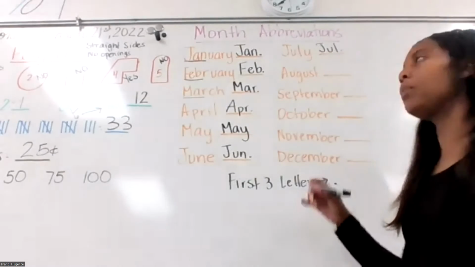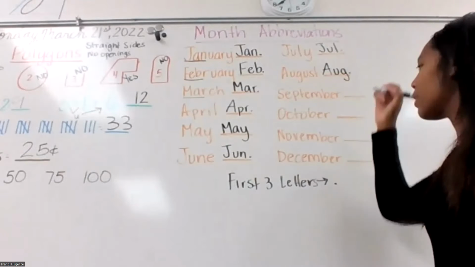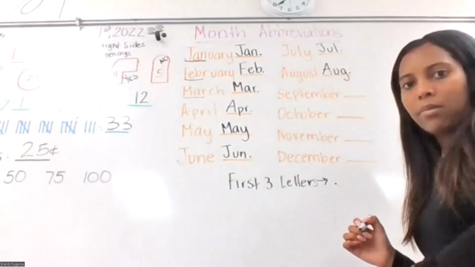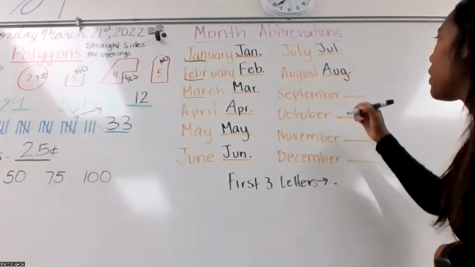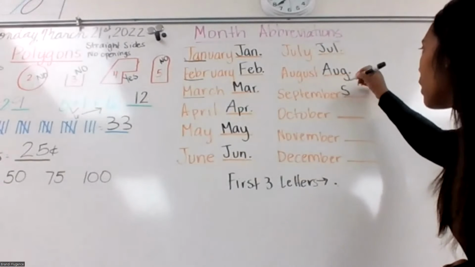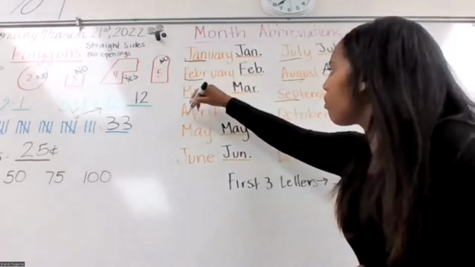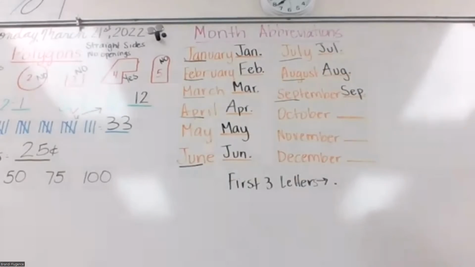August. Abbreviation will be capital A-U-G dot. Oh, yep. Next one, September. Abbreviation will be capital S-E-P dot. First 3 letters. Yay. My birthday is in April. Oh, me and Harlan's birthday is in April.